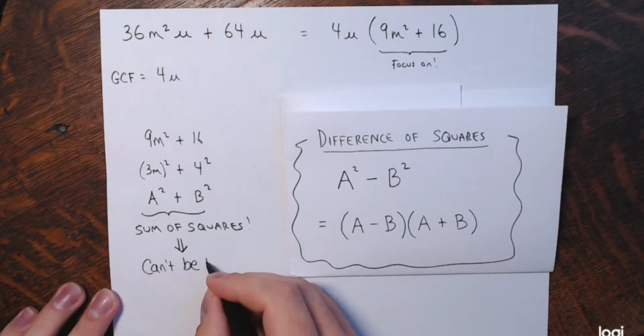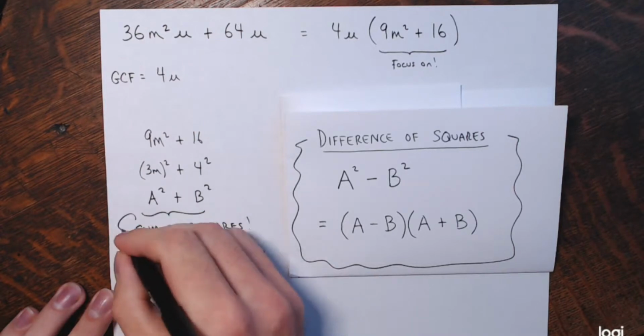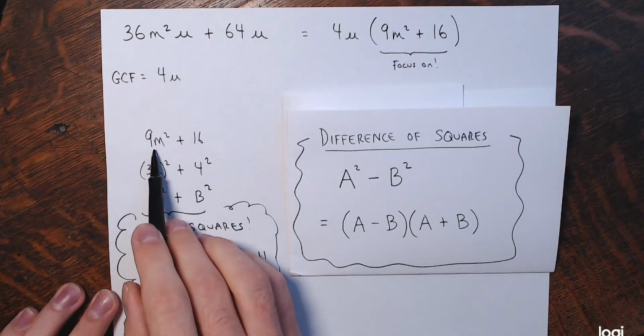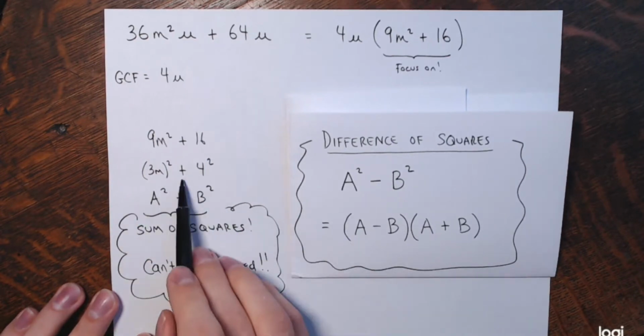Can't be factored. Please understand this. All right. So yeah, you're like, oh, the first term is a square. Boom. The second term is a square. Great. So I can factor it. No. It's got to be minus.